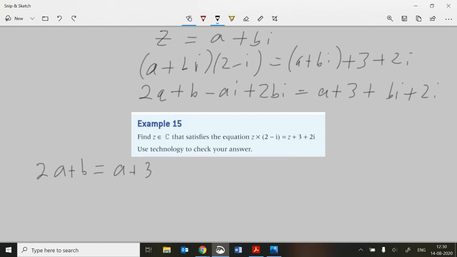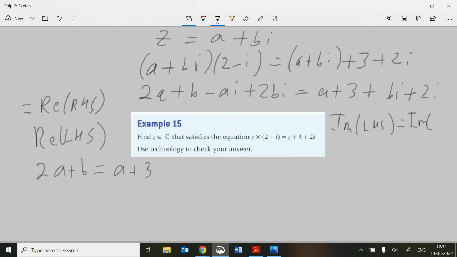So we can split this now into two equations by comparing the real part of the left-hand side and equating that to the real part of the right-hand side. I should have given myself more space. That's essentially what we've done there. And of course, we're going to do the same by comparing the imaginary part of the left-hand side, equating it to the imaginary part of the right-hand side.